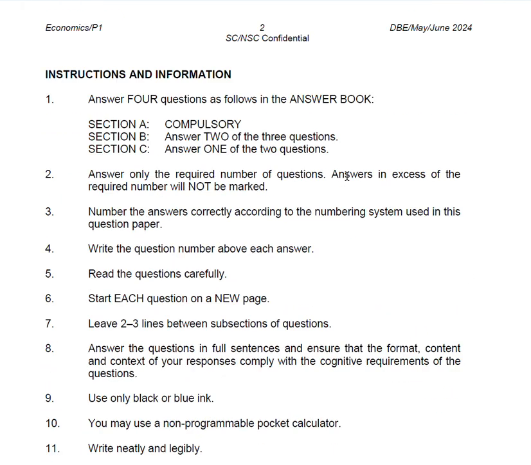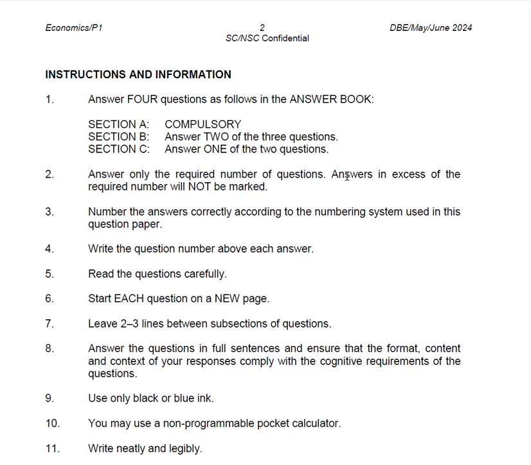Your paper that you'll be writing for your June 2025 will have instruction and information. That will be your page 2. And then you need to read everything carefully. Read as if you've never read it before. It is important for you to do that so that you do not make silly mistakes. If you're looking at instruction and information number 1, it says answer 4 questions as follows in the answer book provided. So you'll be provided an answer book and you are supposed to use the answer book provided. Do not use your own documents or your own answer book, but use the one that will be provided to you in the exam room.